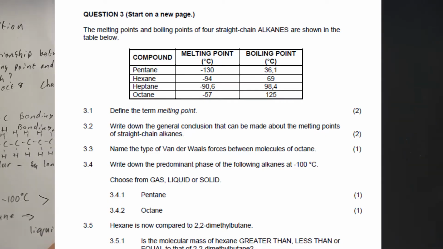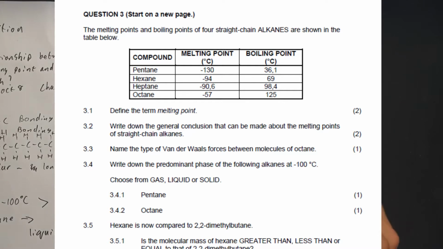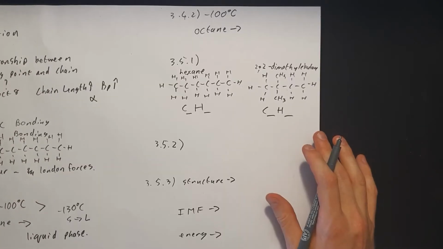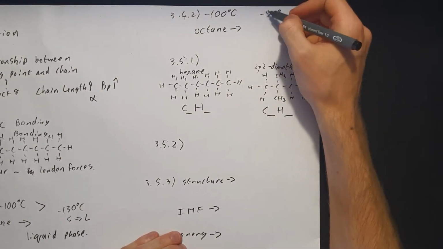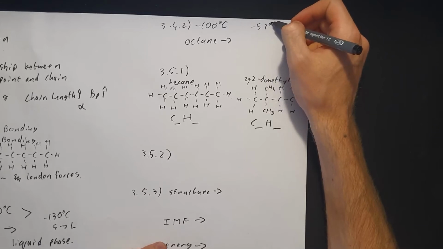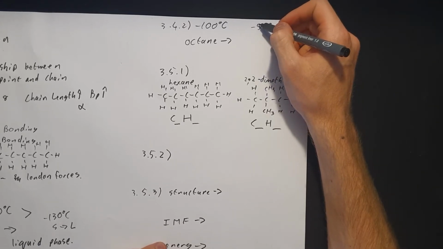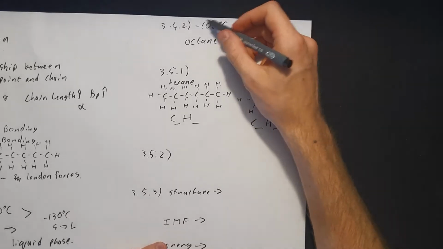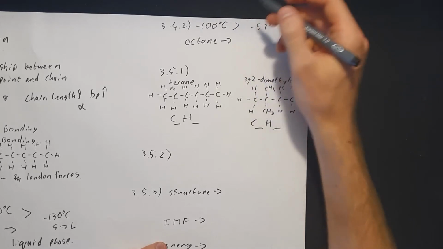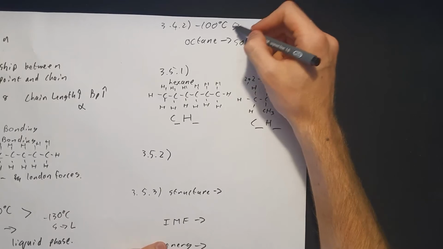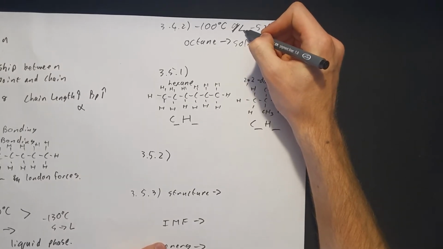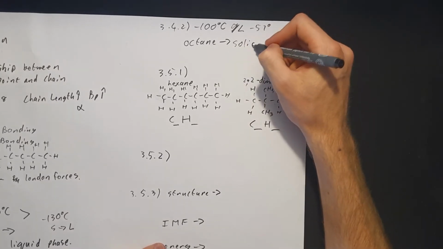Okay, now 3.4.2 says what's happening to octane at negative 100 degrees. So octane has a melting point of negative 57 degrees, which means it only changes to a liquid at negative 57 degrees. So therefore, at negative 100 degrees, that's still less than that. We're then dealing with a solid. It's less than, therefore we're dealing with the solid.